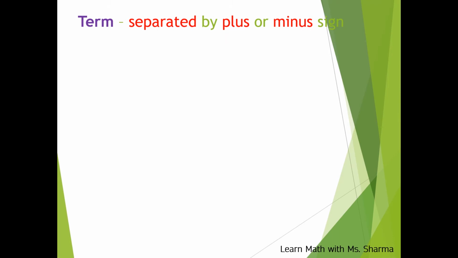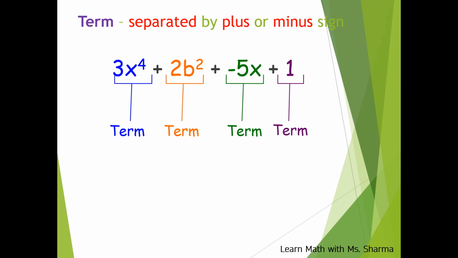Term is separated by plus or minus sign, plus and minus sign only. Example: 3x to the power 4 plus 2b squared plus minus 5x plus 1. So 3x to the power 4 is the first term, 2b squared is the second term, minus 5x is the third term, and 1 is the fourth term.